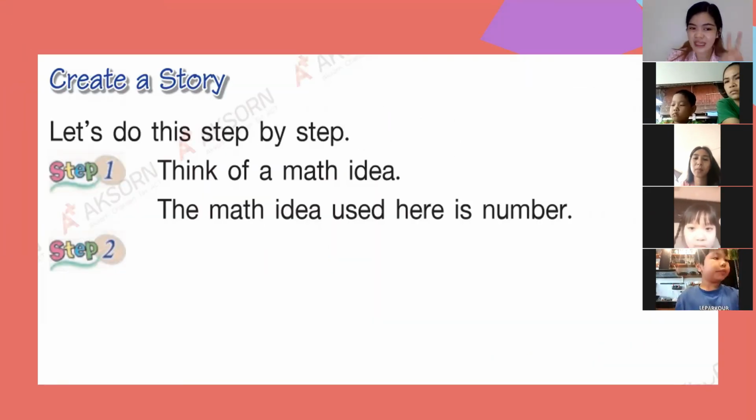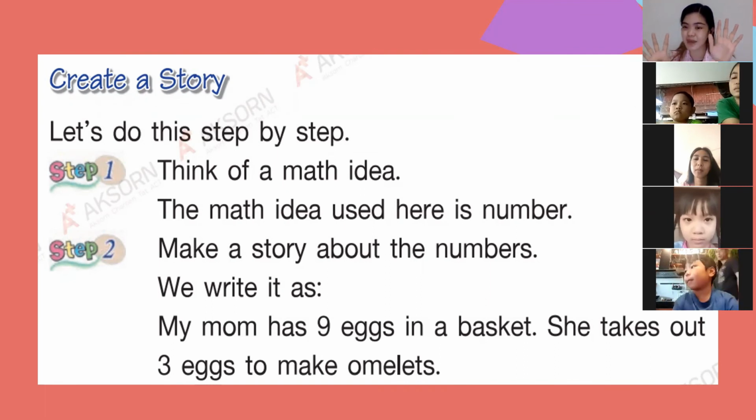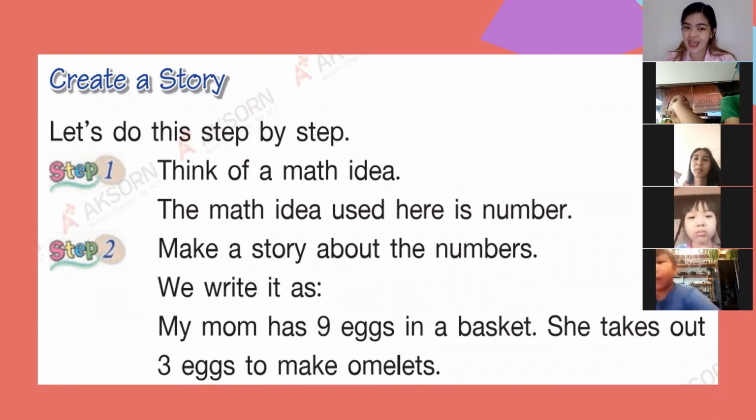The second step is we're going to make a story about the numbers. So we're going to think of a story. We can write, my mom has 9 eggs in a basket and she takes 3 eggs to make omelette. Or for example, I have 9 apples and Teacher Fern has 3 oranges. Like that, you're going to make a story about that number.